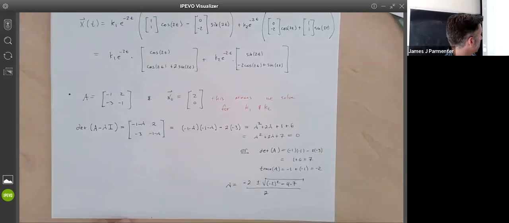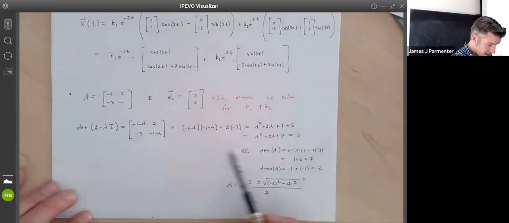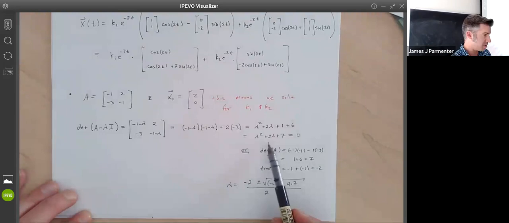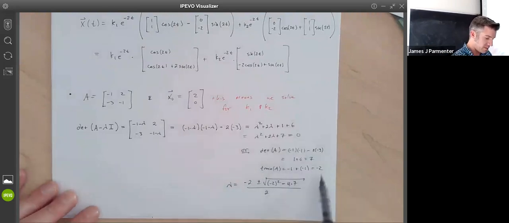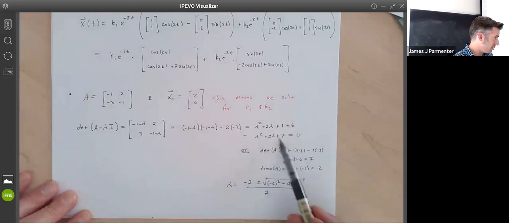So here's what I'm getting. I didn't actually get my eigenvalues yet. I got to this quadratic equation, lambda squared plus 2 lambda plus 7 equals 0. I also then wrote it the other way. The determinant is 7, the trace is -2. So you could also say it's the trace plus or minus the square root of the trace squared minus 4 times the determinant, all over 2, which is the same thing you would get if you use the quadratic formula here.